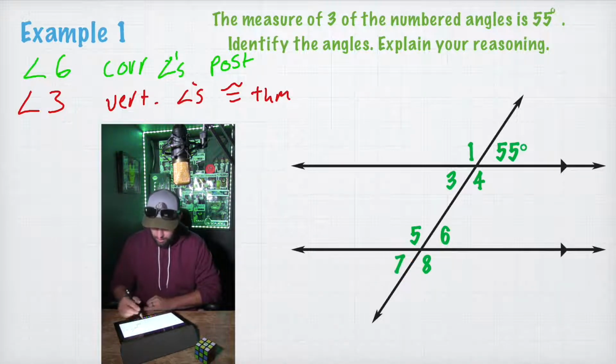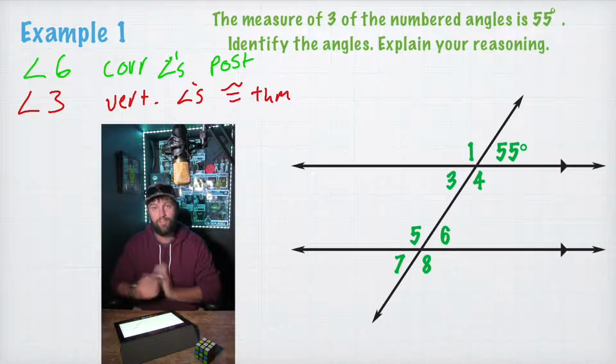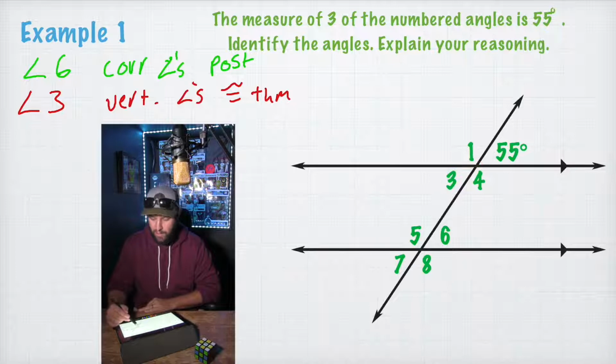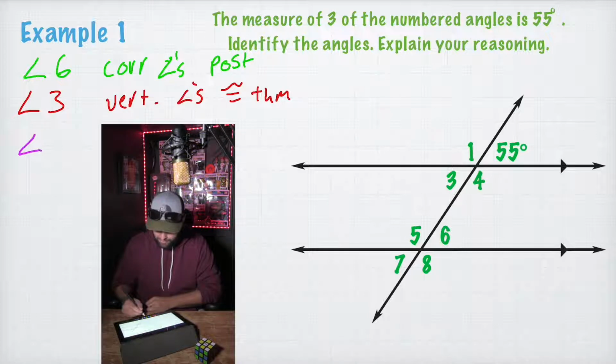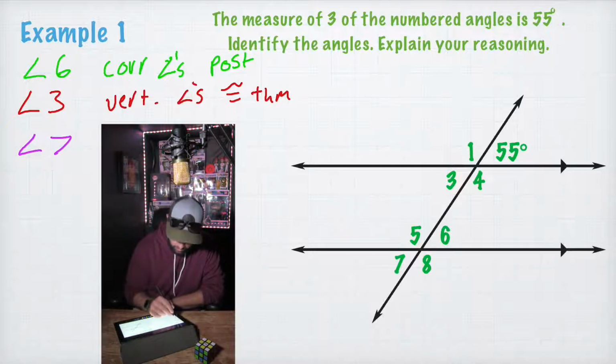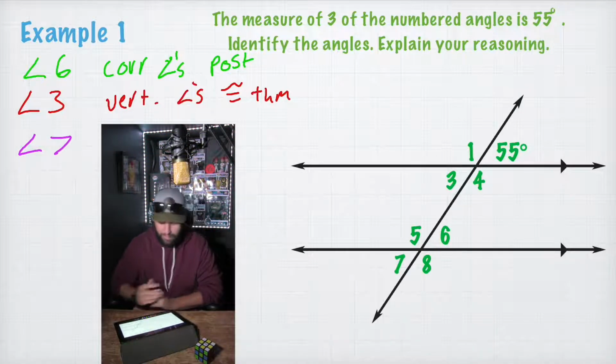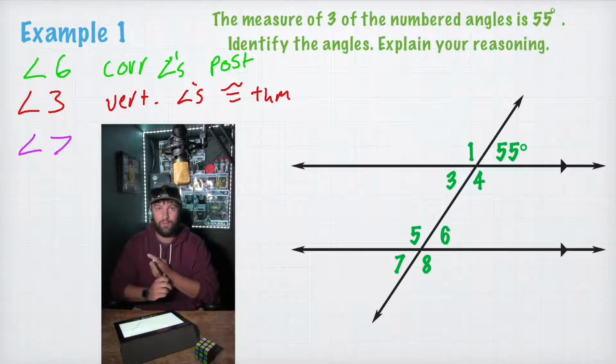Last, we could also say that 7 is 55 degrees, and we have 2 options. We said 3 by the vertical angles theorem is 55 degrees, so we could say 7 is 55 degrees because 3 and 7 are corresponding angles. But we also know that 6 is 55 degrees, so we could also use the vertical angles congruence theorem. I'm not even going to write it down. I'm going to leave it up to you what you want to write down, because it could be either the vertical angles congruence theorem or the corresponding angles postulate.